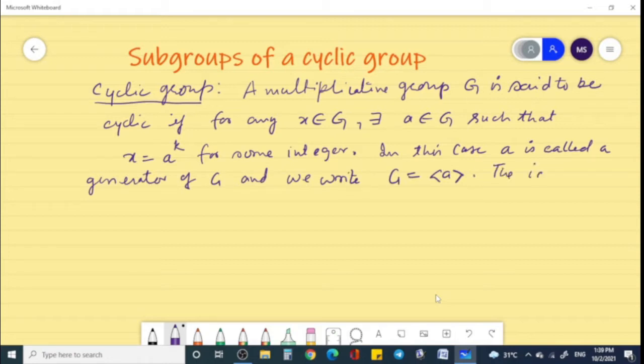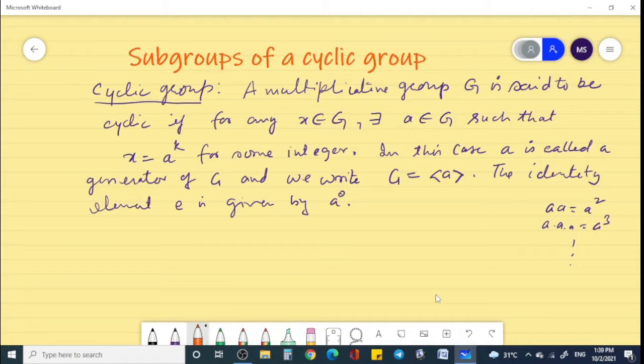The identity element e is given by a^0. If it is an additive group, it is not a multiplicative group. Multiplicative means here group under multiplication, means a into a is a square, a into a into a is a cube, in this way. But there may be some group, additive group also. So in case of additive group, that system will be like this: a plus a equal to 2a instead of a square. a plus a plus a is 3a.